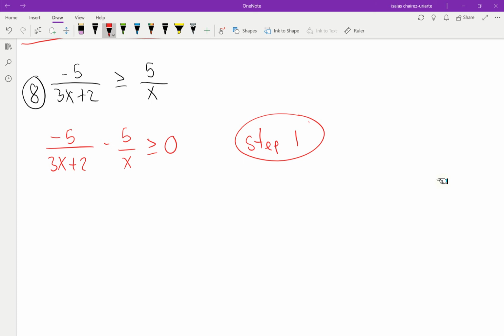Now I've got to get a common denominator. What's a good common denominator for these two fractions? One of them has a denominator 3x plus 2, the other one has a denominator x. I would just say that a good common denominator for these two fractions is the product of these two denominators. So this left fraction, I'm going to multiply it by x over x in both numerator and denominator. And this right fraction, I'm going to multiply it by 3x plus 2 over 3x plus 2. So this is what it's going to look like.